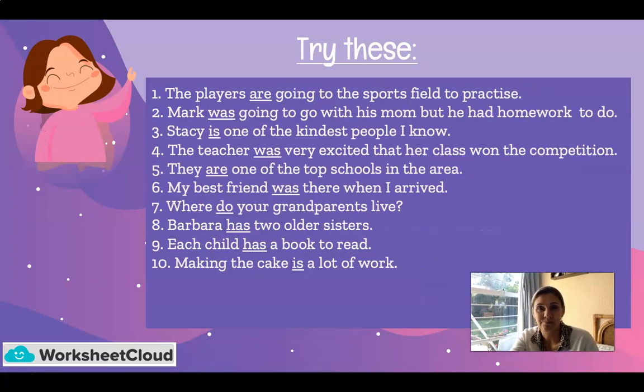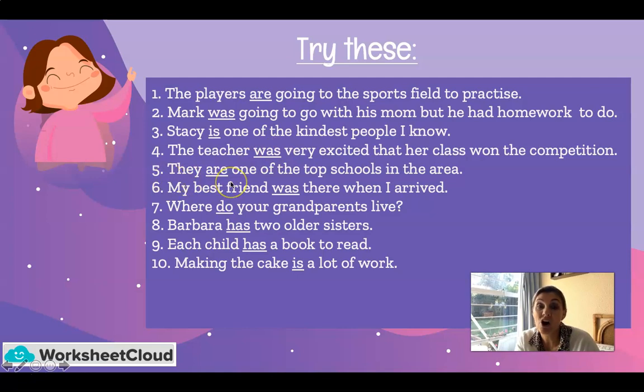Right, are you ready? Okay, so the players, more than one, are going to the sports field. So there's your S already, so you don't need is, another S. Mark, singular, was, you need your S, going to go with his mom, but he had homework to do. Stacy, singular, is, needs the S, is one of the kindest people I know. Number 4, the teacher was, one teacher, needs the S, was very excited.